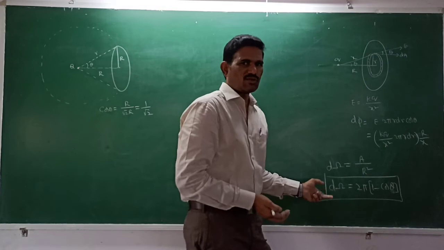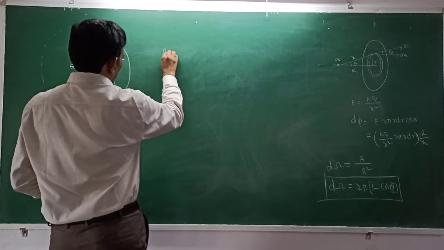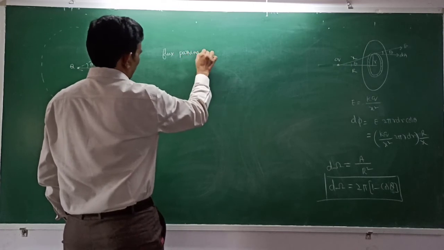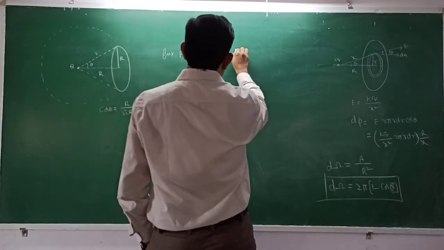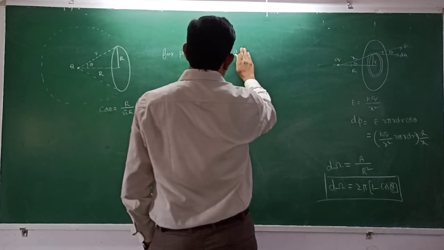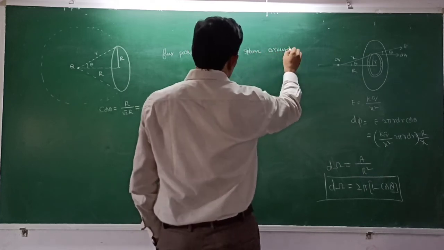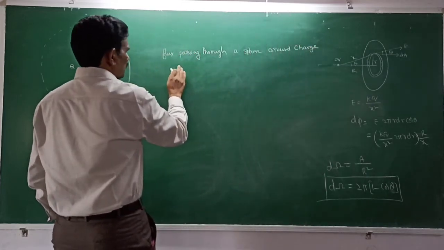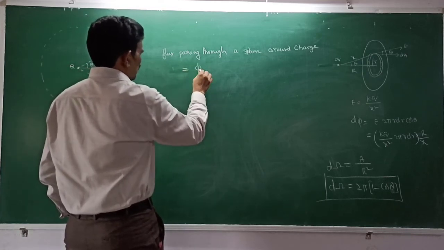We know this solid angle here. So then I can write this as the flux passing through a closed sphere around the charge is equal to phi total.